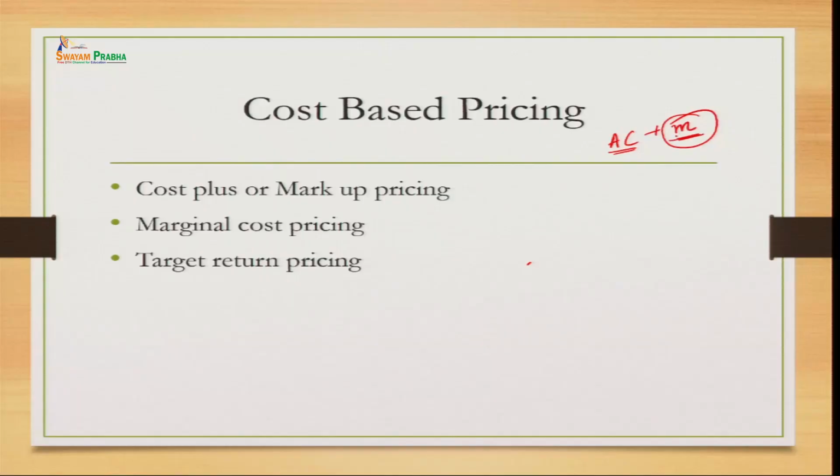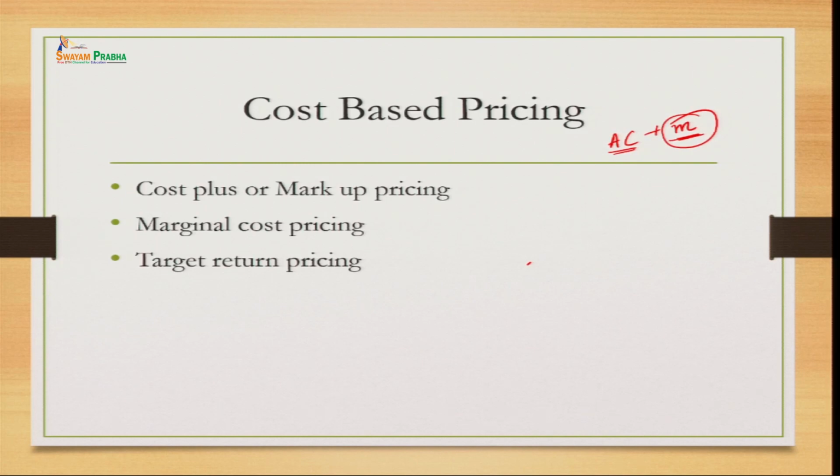So, this is one of the oldest and simplest ways of pricing the product of your commodity: to look at the average cost of your product, which comprises both fixed as well as variable cost, and then you add a markup to it, like what return you are expecting on your investments.